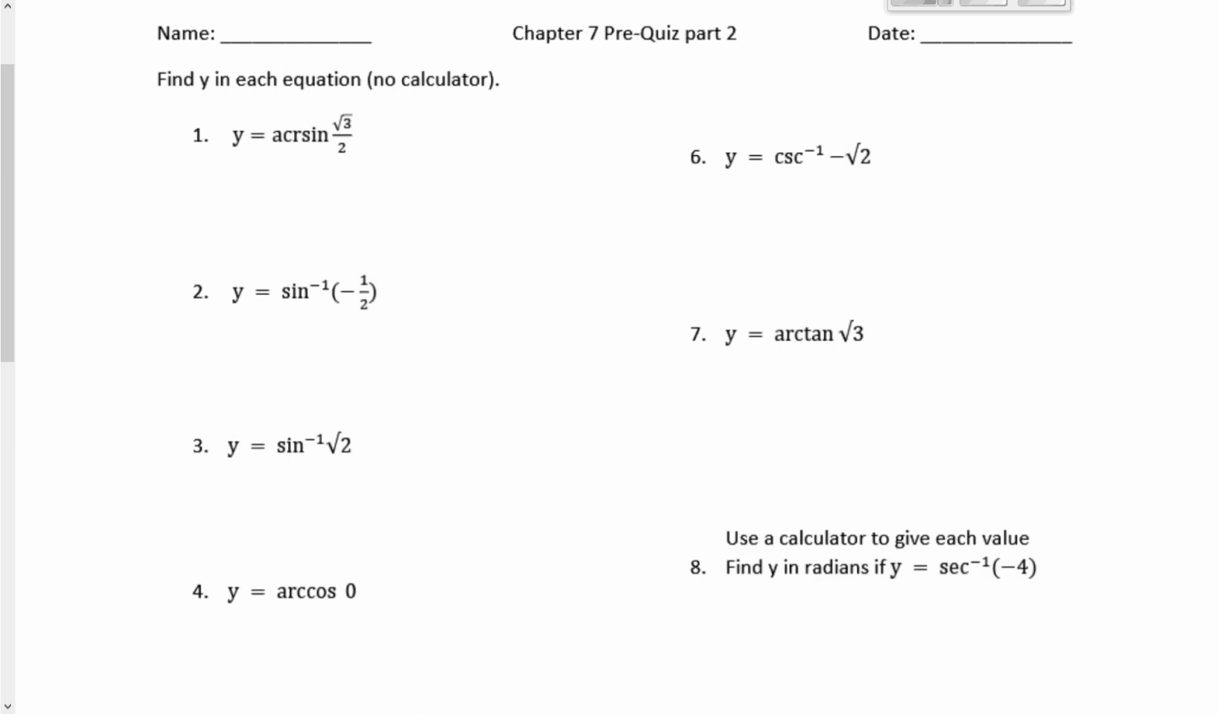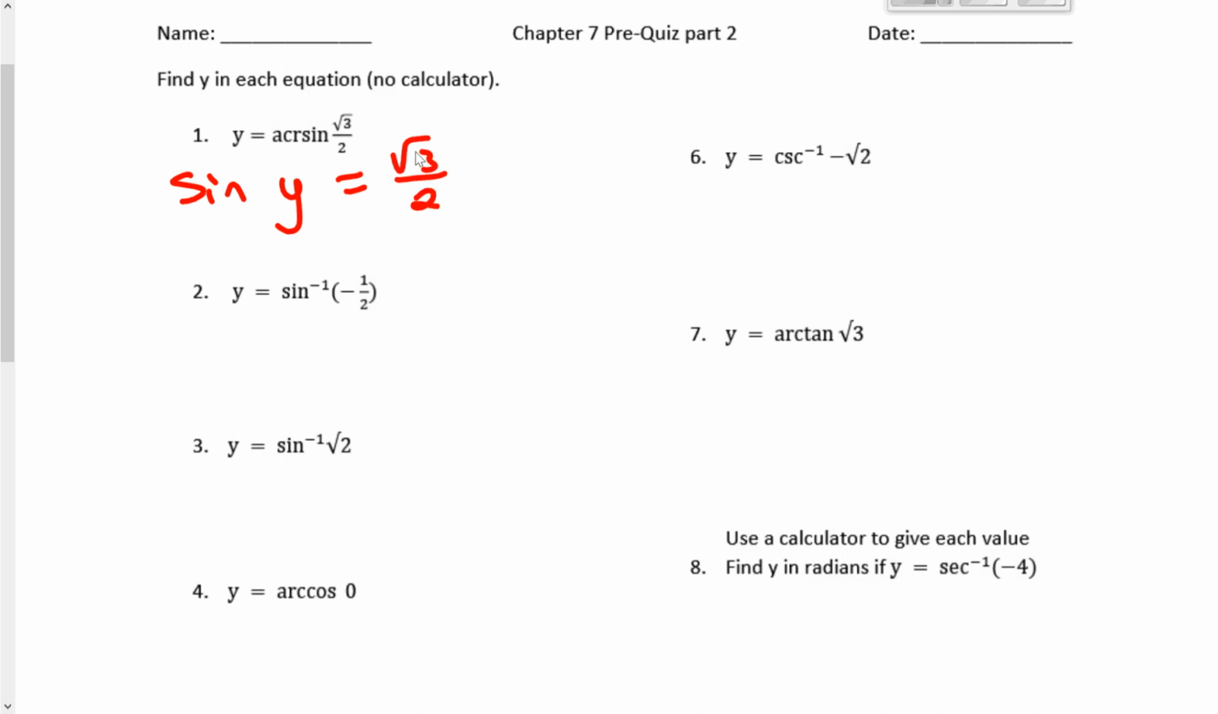So first of all, we're looking at using no calculator and finding arcsine, or sine inverse, of root 3 over 2. So what we're looking for is the angle that gives us the answer to sine of some angle equals root 3 over 2. Really this says sine of some angle y is equal to root 3 over 2. And so that's what we're looking for.